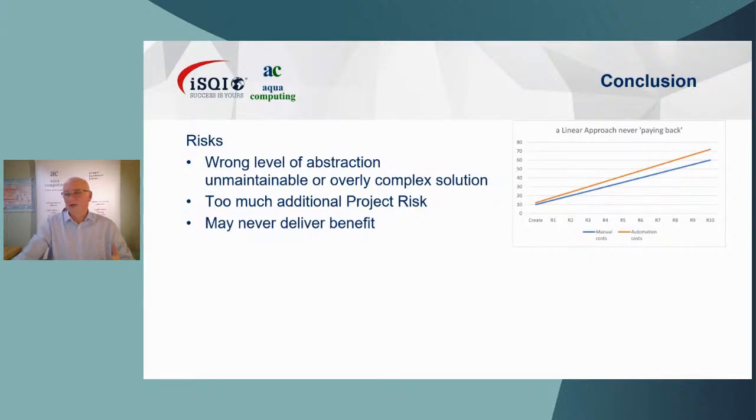So the blue line on my diagram is showing the cumulative cost if we were testing manually. Completely hypothetical figures, by the way, but I've got a create cost of 10 units for the manual tests.